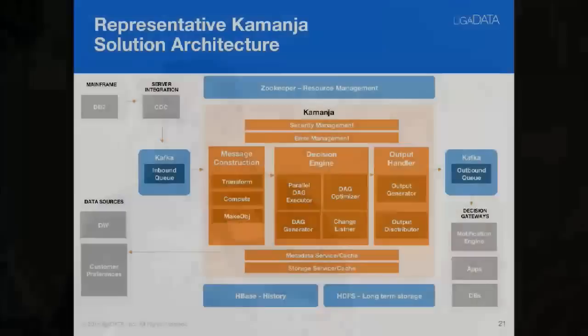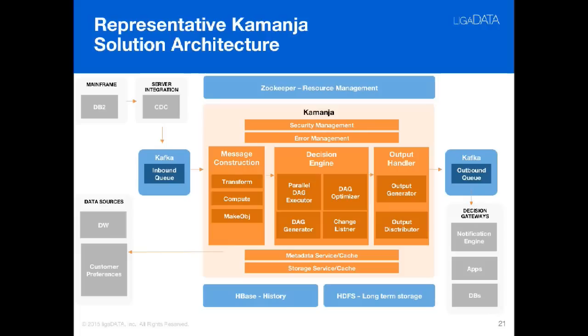So with one of the clients, we had an architecture like this. They had a mainframe with a DB2, different servers running, Kafka feeding in. The orange section is Kamanja. So anything of the orange would be Kamanja. It was working with HBase for history, HDFS for long-term storage, and then going back out to Kafka for the outbound queue. And then in there, they had the decision engine.